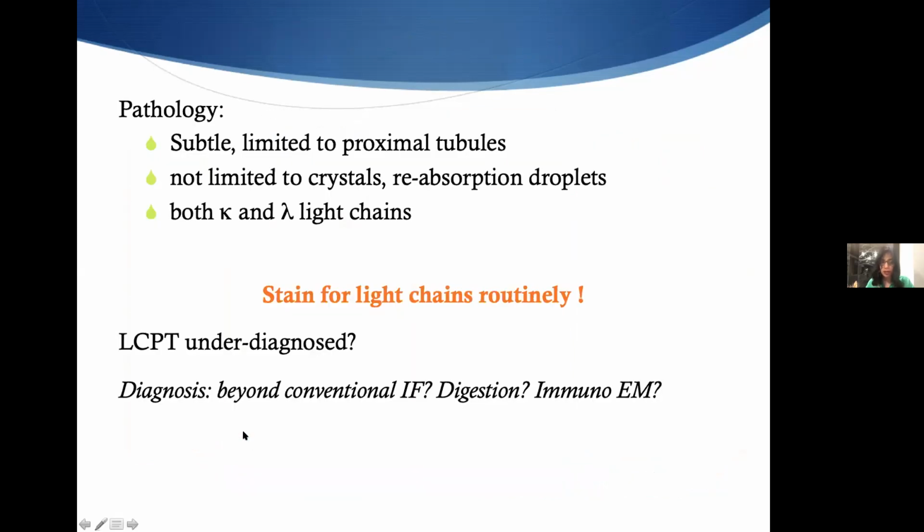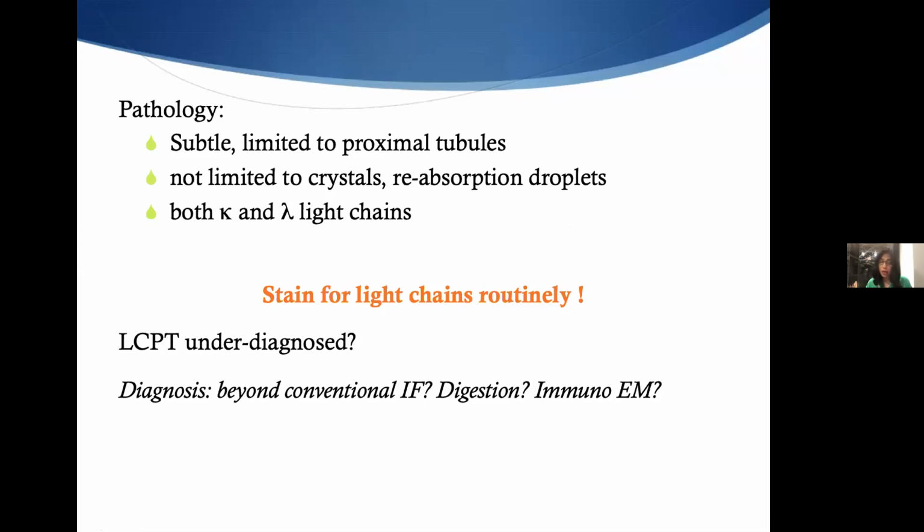The pathology, as I said, it's really difficult. It's a difficult entity. If you don't have it in mind, you will easily miss it because it's subtle, it's only limited to proximal tubules, and you don't always get the nice crystals and coarse ones as we've seen in this case. Sometimes it's just your regular reabsorption droplets, which you can see in patients with heavy proteinuria. And actually they alert us because if the patient is not heavily proteinuric, I always wonder why he has all of these reabsorption droplets.